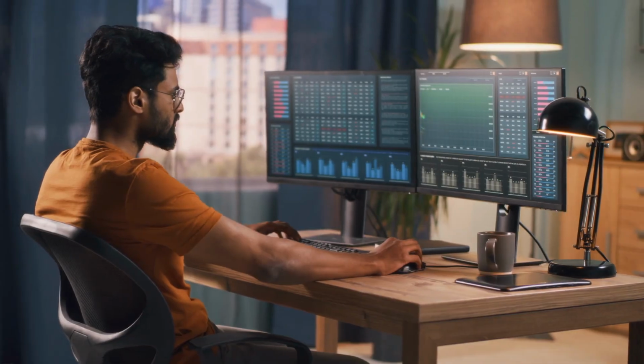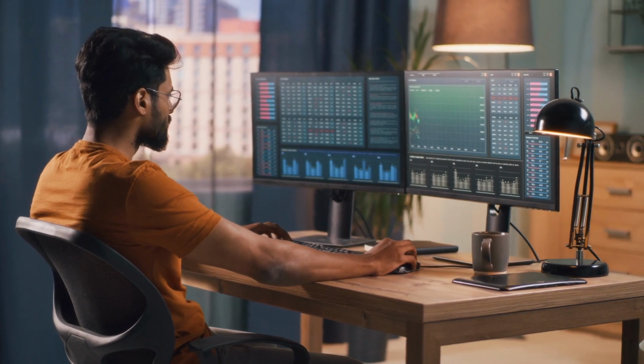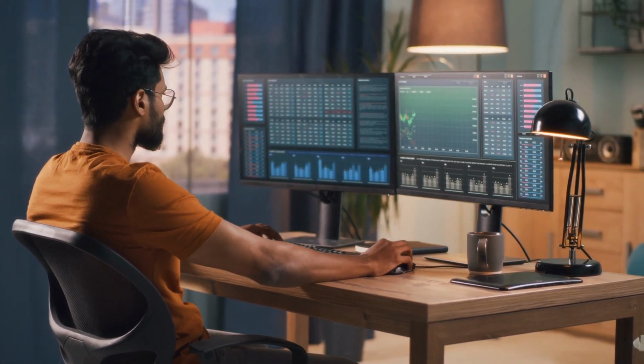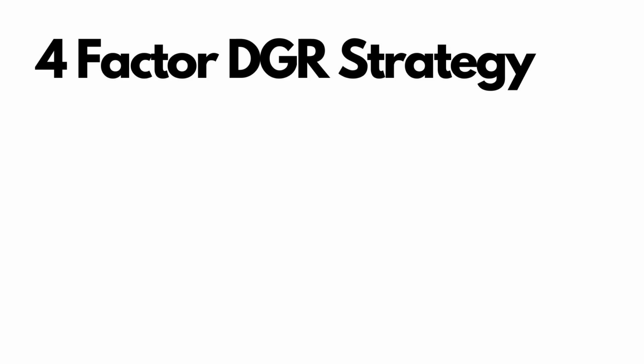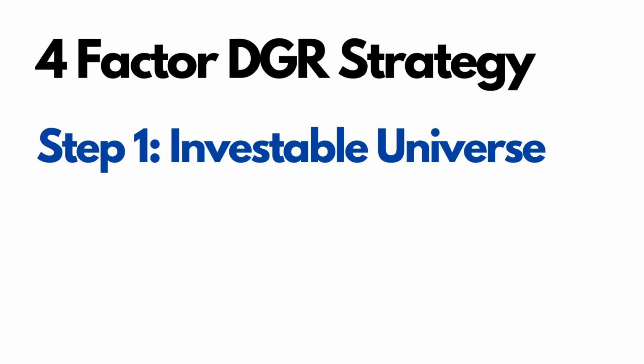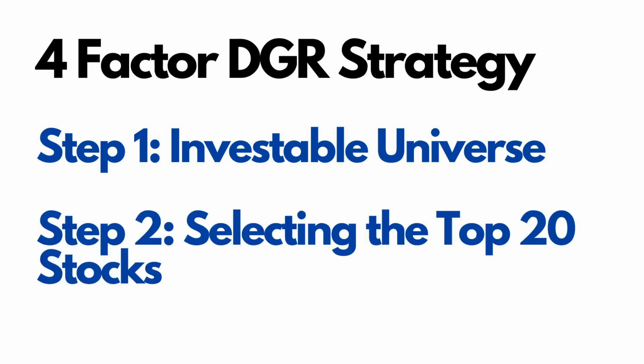In order to understand why this strategy works, you need to know the two main steps this strategy uses to come up with its constituent stocks. The first step is coming up with the initial investable universe of stocks. And the second step is narrowing down the investable universe to just the top 20 stocks. Let me unpack these two steps a little more to give you a little bit more context.